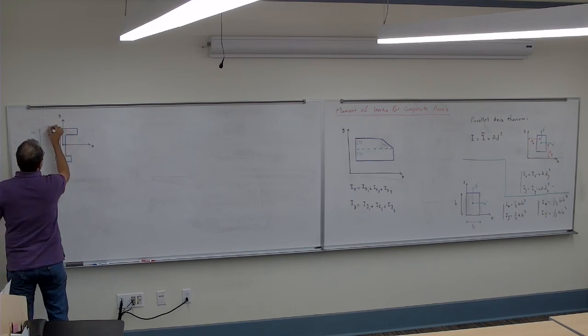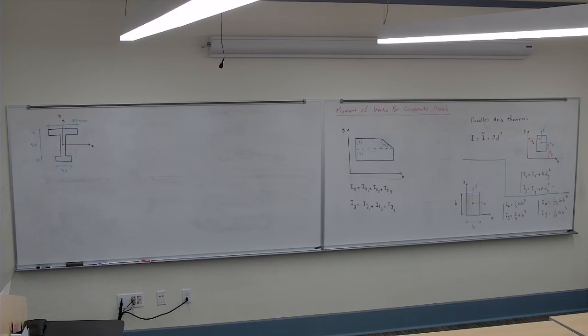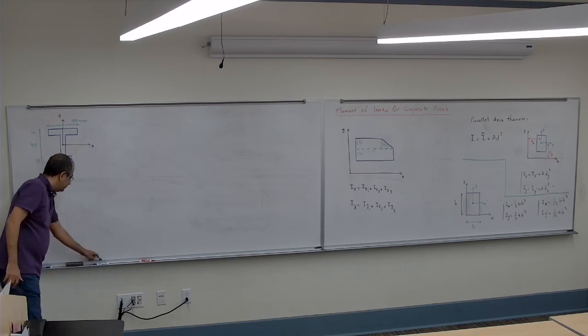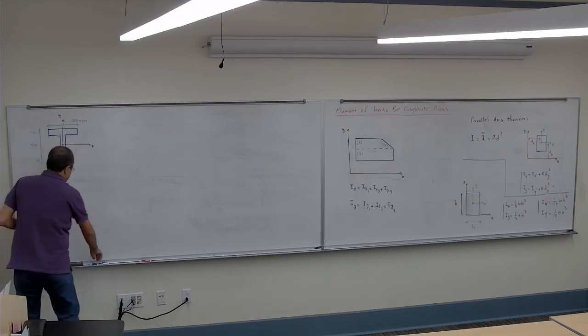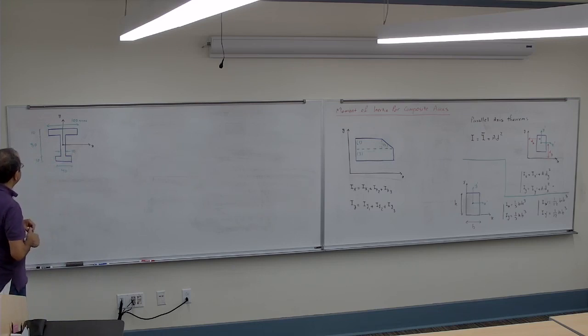And so this is 100 millimeter. So this is, let's say, 40. So I want to find the moment of inertia for that about the x and y. I want to find the I x and I y. Do we need to know the width of that middle section? Yeah, we need to know that. So I assume that's also 10.